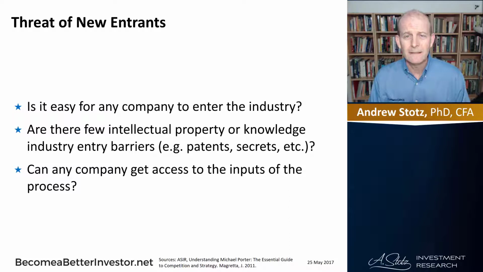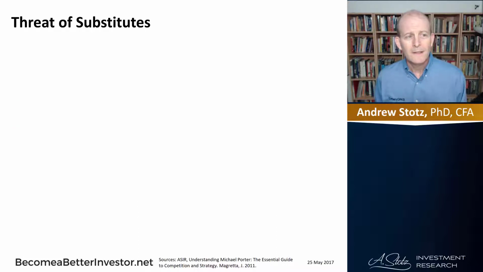Could any company get access to the inputs of the process? So if the industry is, let's say, the restaurant industry, can the new entrants get access to the raw materials? Well, if they couldn't get access to imported wines or something like that, then it may be a problem. But restaurants are a great example where the threat of new entrants is very high, and therefore the industry can be unattractive. The next question is, what is the threat of substitutes?